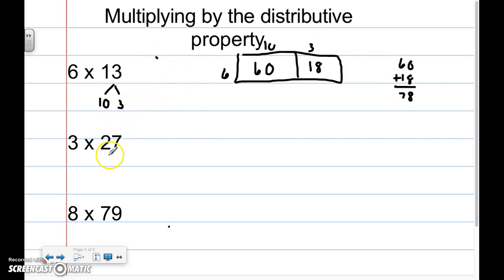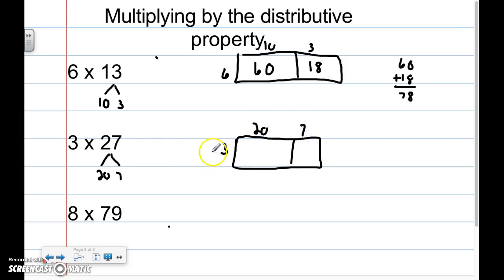Let's look again and do 20 and 7. So I have somewhat of a strip diagram again for multiplication. I'm going to put the 3 right here on the side. Across the top, since I broke 27 down into 20 and 7, I'm going to put 20 up here, and then I'm going to put 7 right here. So 3 times 20 is 3 times 2 is 6, and then I can put the 0 on the end, so 3 times 20 is 60. 3 times 7 is 21. So 60 plus 21 is going to give me 81. So my answer to this one is going to be 81. Let's try that one more time.